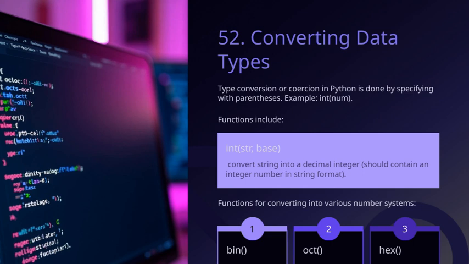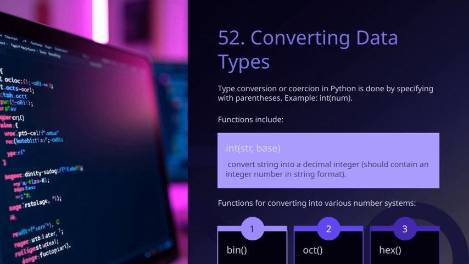Moving on, we also have functions for converting strings into decimal integers, which is often necessary when processing user input or data read from files. The int function is used here, where you pass the string and specify the base if it's not decimal. For example, int('101', 2) converts the binary string 101 into its decimal form, which is 5.